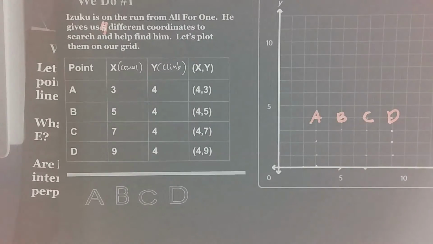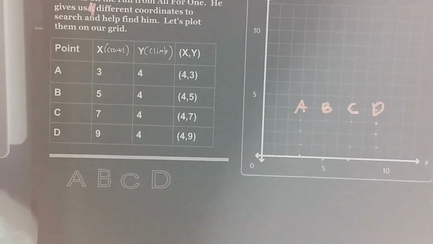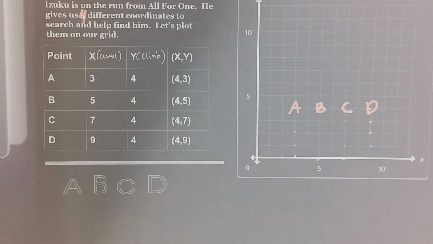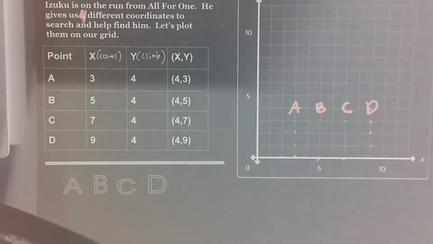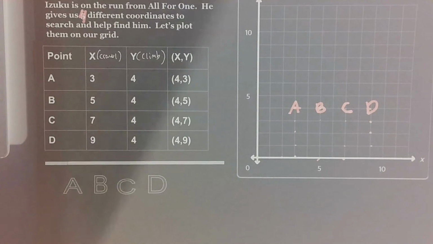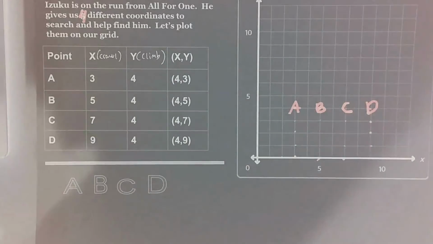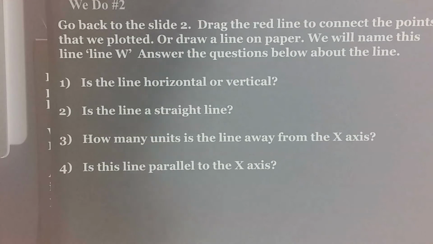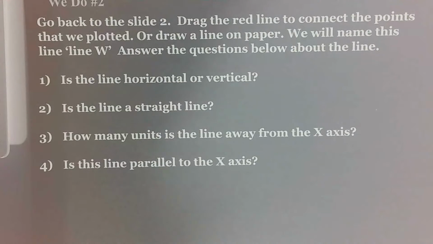Let's make sure we have all those points plotted, and then we'll move on to the next step. For the next step, we're going to toggle back and forth between We Do number 1 and We Do number 2, because We Do number 2 is going to ask us some questions about the points we just plotted on We Do number 1. We Do number 2 tells us to go back to slide 2 and drag the red line to connect the points that we plotted, or draw the line on paper.